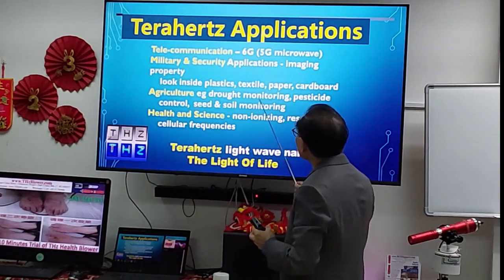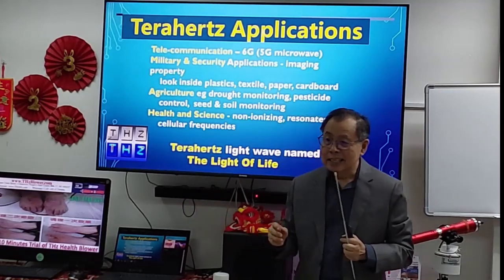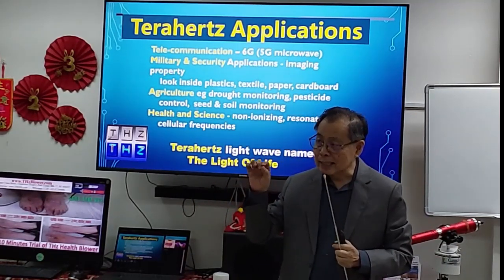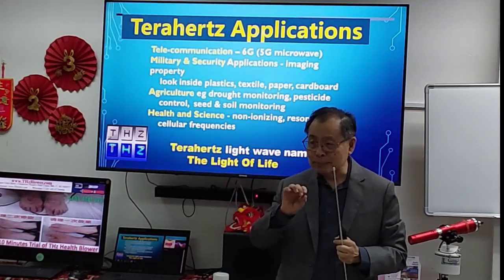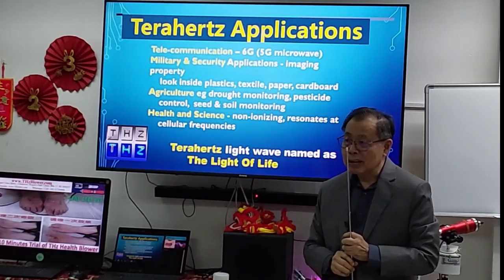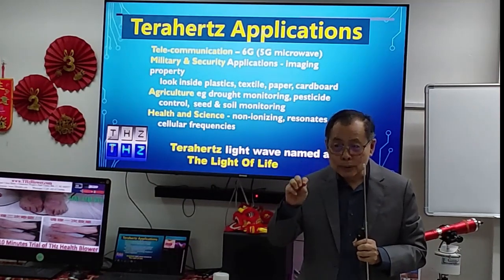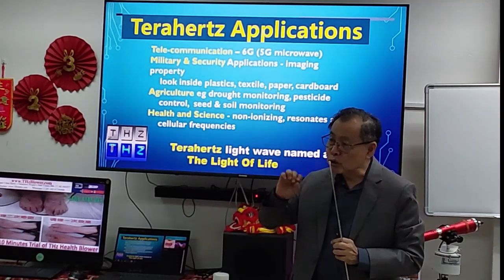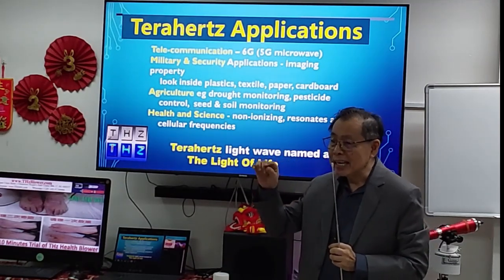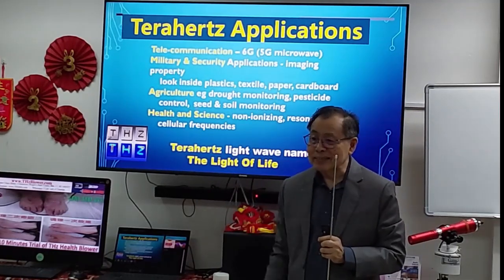Agriculture. They can monitor pesticide control, seed and soil monitoring. This is very interesting because it can detect the difference between pesticide on plants. And drought monitoring. When I looked it up, I found that how they monitor drought is that they use spectroscopy to shine on the leaves or plants, and they can measure the water content. That's how they determine whether a drought is coming.